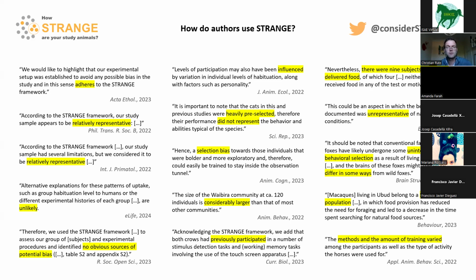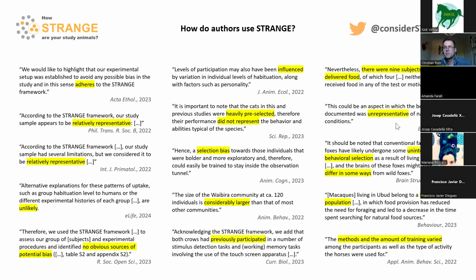That is absolutely fine. So STRANGE, as I will explain later, has a very light touch approach to this kind of work, and it's perfectly okay to have a nil return in a paper and say there is no case to answer. You know, to the best of our knowledge, there were no sampling biases that need declaring. Then there are other cases where people actually say, well, our subjects were actually heavily pre-selected and did not represent the behavior of the wider species, or they acknowledge specific selection biases. They indicate that subjects had previously participated.